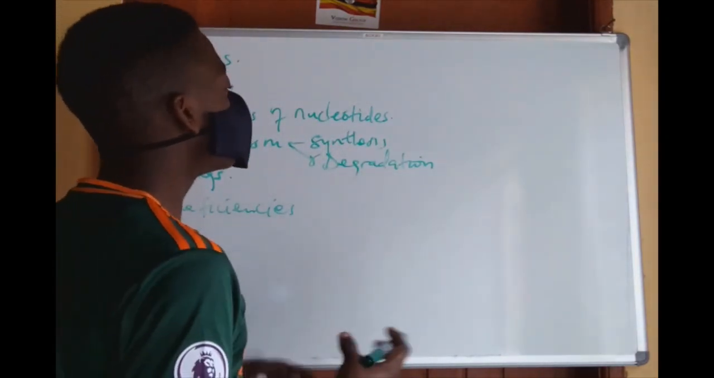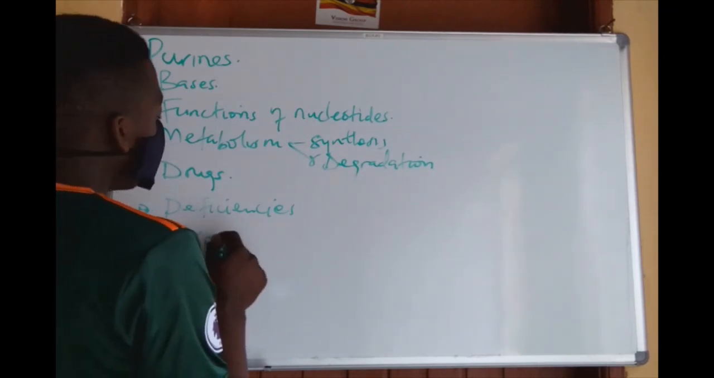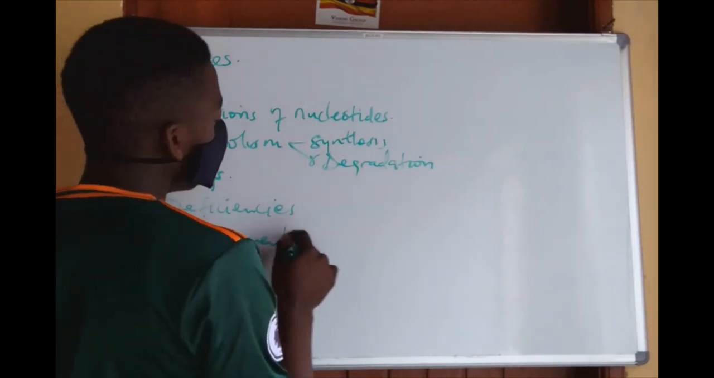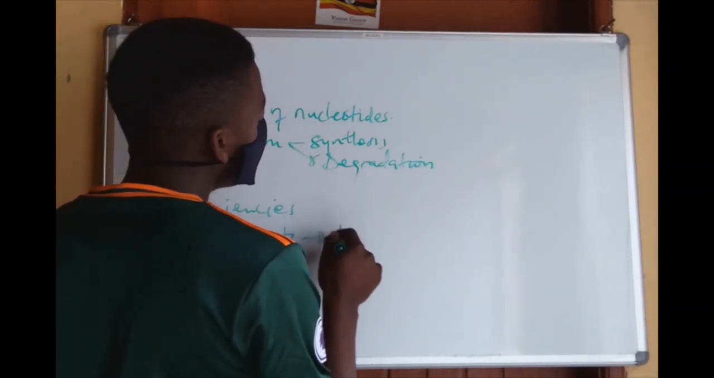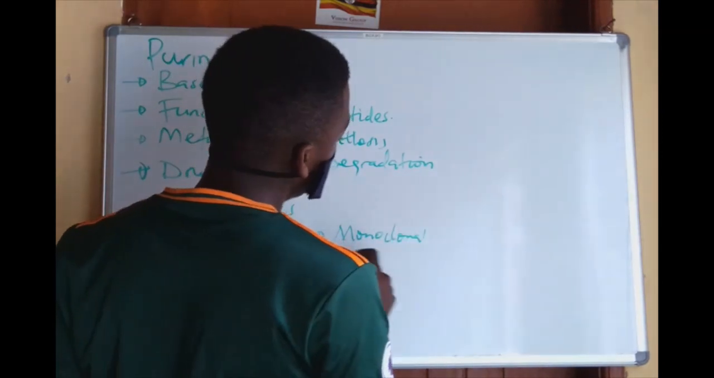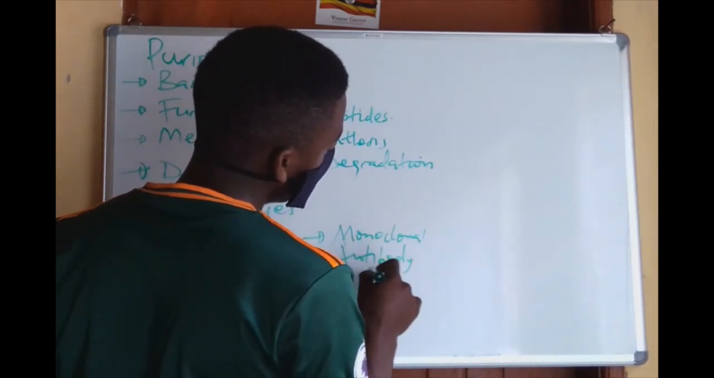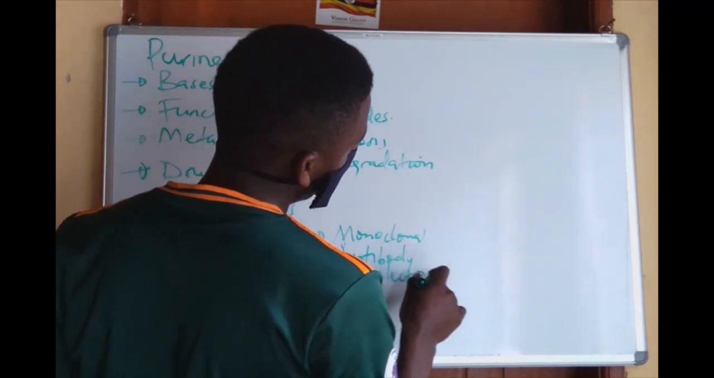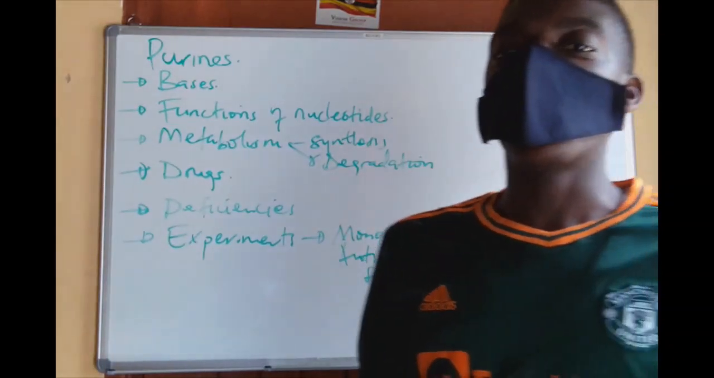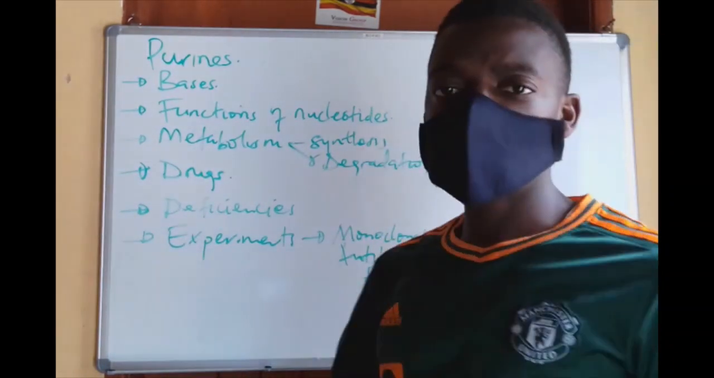More will be coming in slowly. There are some experiments which we can talk about, which might be based on monoclonal antibody selection. Basically, that will be the aim of our discussion. But today I want us to talk about, I'm going to introduce the nucleotides and go directly to the purines only.